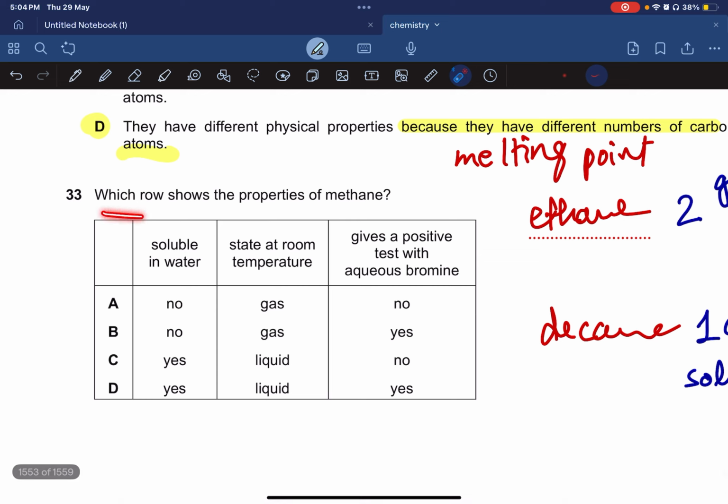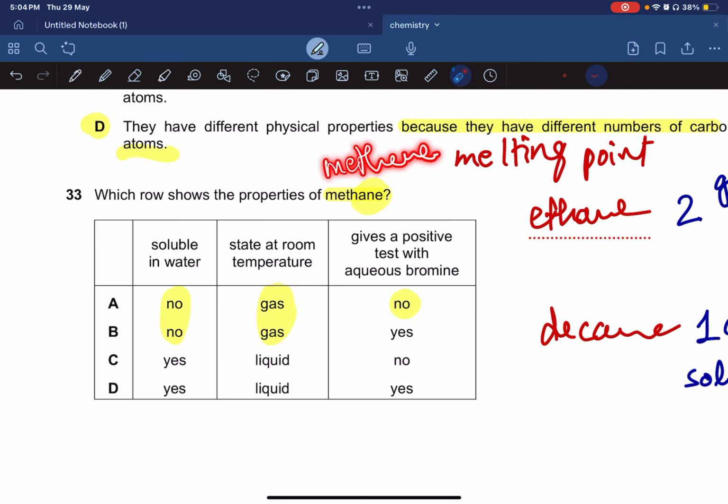Okay, which shows the properties of methane? Soluble in water? Alkanes are generally insoluble, so it's going to be a no. State at room temperature: it's going to be a gas because the first 3-4 alkanes are gases. Gives a positive test with aqueous bromine? It's methane, an alkane, so obviously not. It's not an alkene. Remember, methene is not possible.